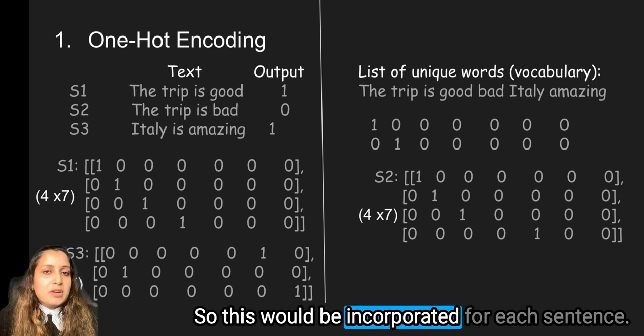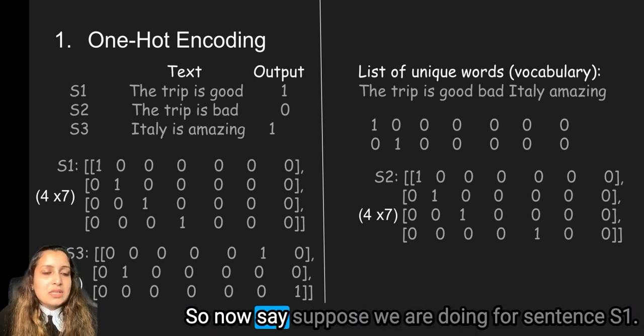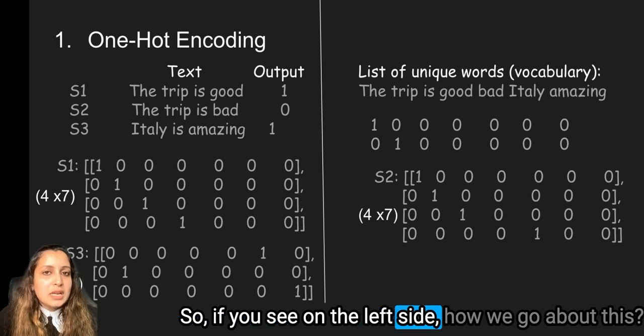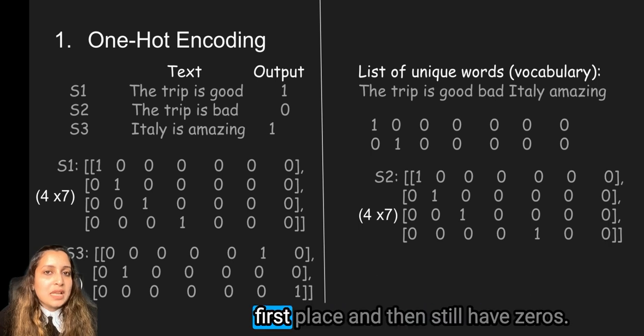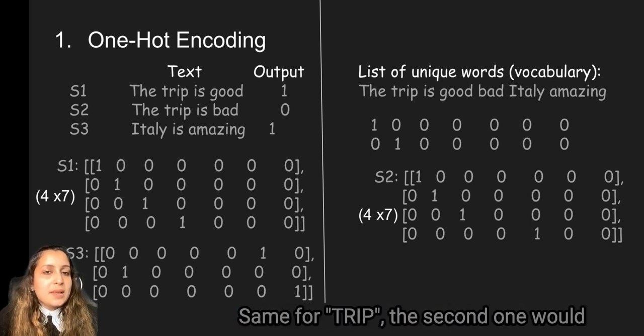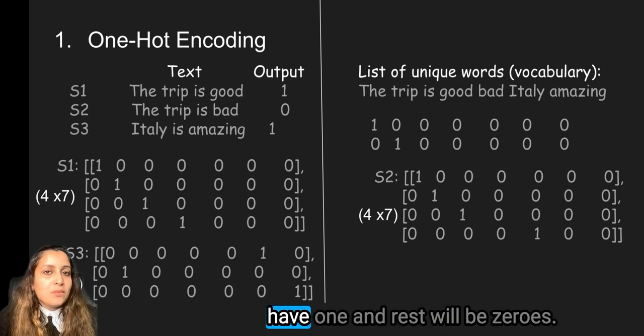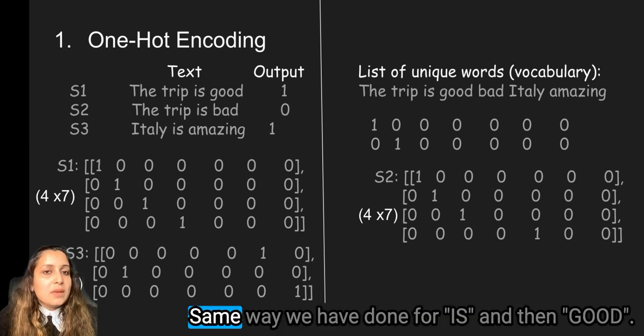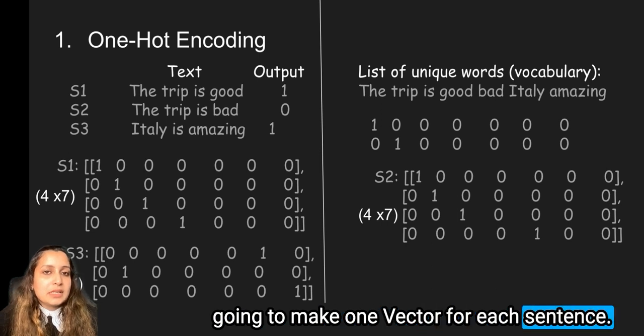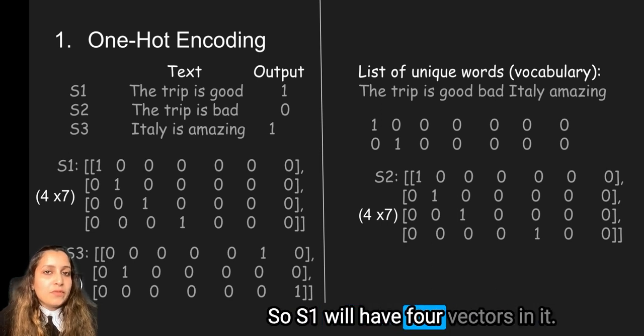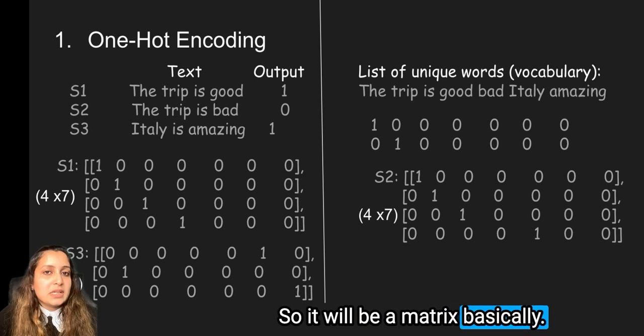So this would be incorporated for each sentence. So now say suppose we are doing for sentence S1. So if you see on the left side, how we go about is the word the will have 1 in its first place and rest will have zeros. Same for trip. The second one would have 1 and rest will be zeros. Same way we have done for is and then good. And this set of all the vectors, a combination, is going to make one vector for each sentence. So S1 will have 4 vectors in it. So it will be a matrix basically.